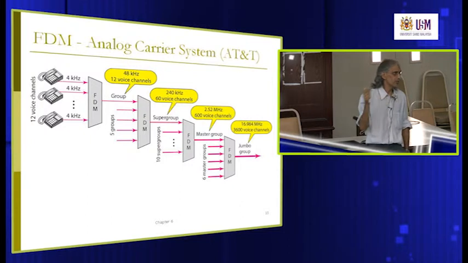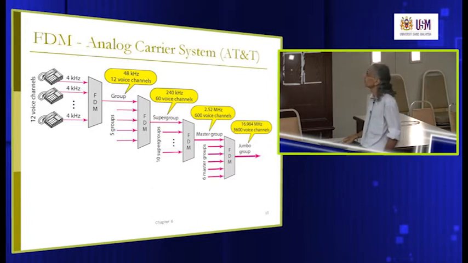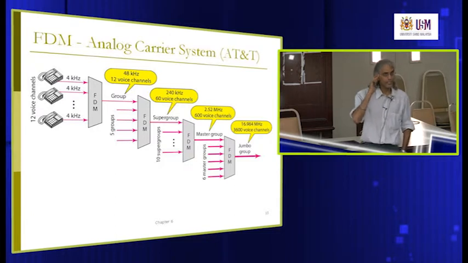So maybe between Malaysia and the US, there's only one connection, either a satellite connection or an undersea fiber optic cable, right? And all the users will be sharing this line. How do we do that? Multiplex it. So that's frequency division multiplexing. Basically, we divide the frequencies of a medium into different channels.